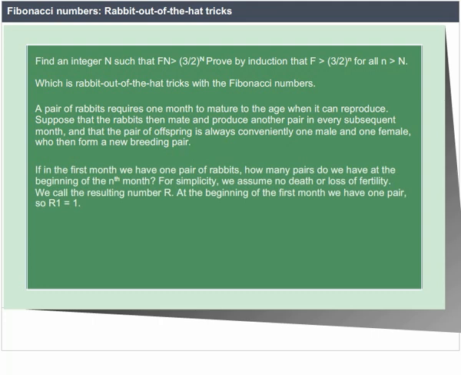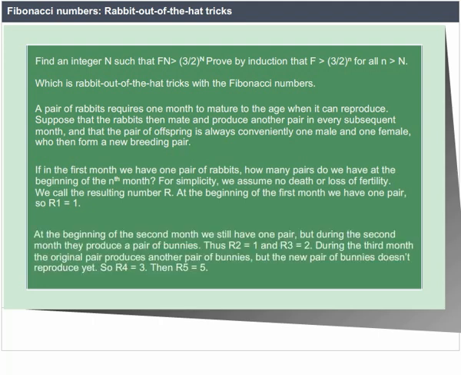At the beginning of the first month, we have one pair, so R1 equals 1. At the beginning of the second month, we still have one pair, but during the second month they produce a pair of bunnies. So R2 equals 1 and R3 equals 2. During the third month, the original pair produces another pair of bunnies, but the new pair of bunnies doesn't reproduce yet. So R4 equals 3, then R5 equals 5.